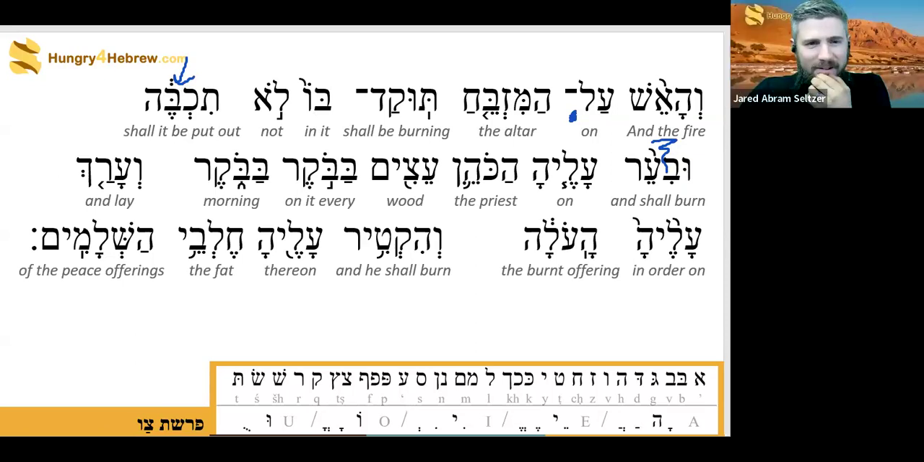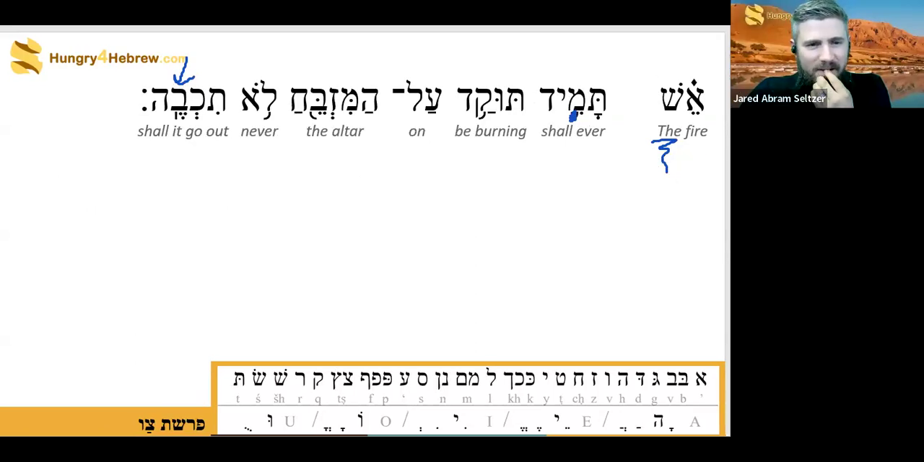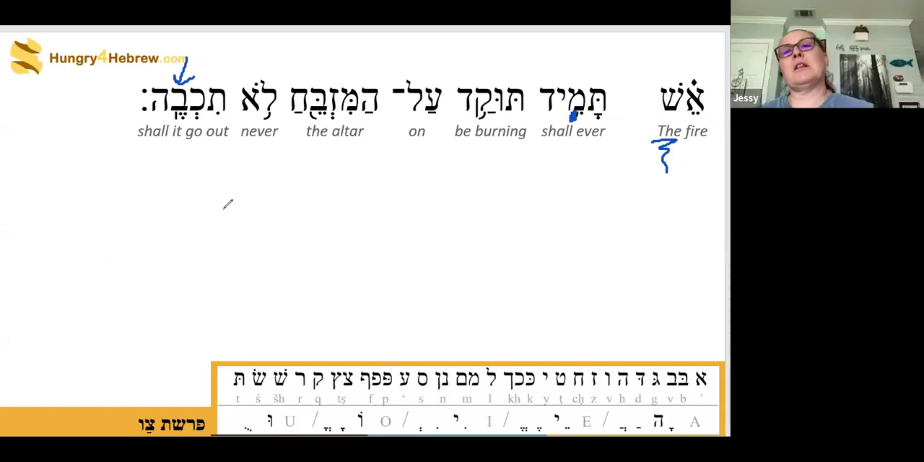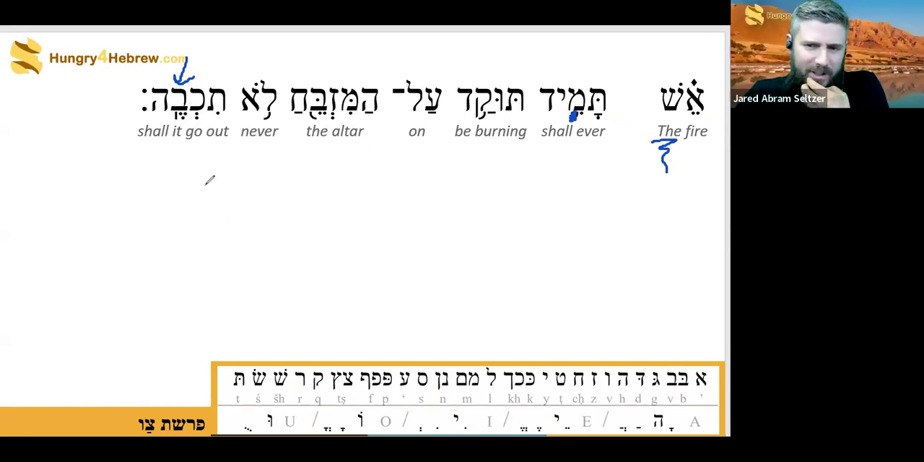Interesting. A weak dagesh. So strange. Did they forget to dot their B? Is it because it's at the end of a sentence? I wish I had a good explanation for why there's no dagesh there. I'm not sure.